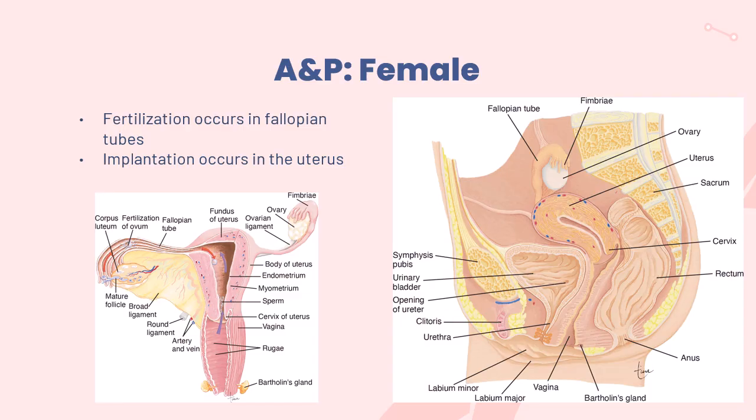Our A&P for our females. Again, if you don't know your A&P, I would go back and refresh your memory on the A&P of the male and female anatomy and exactly how some of this occurs, okay? Remember, in a female, fertilization occurs in the fallopian tubes, and then that fertilized egg will travel down into the top of the uterus where it will be implanted into the wall of the uterus. Remember where these things take place, because when some of these issues arise, it's important to know where they could be taking place.